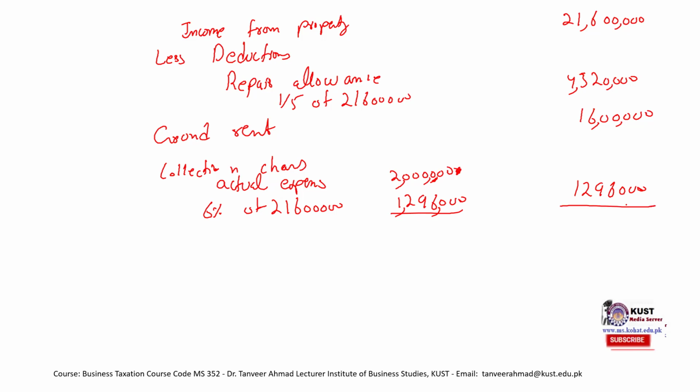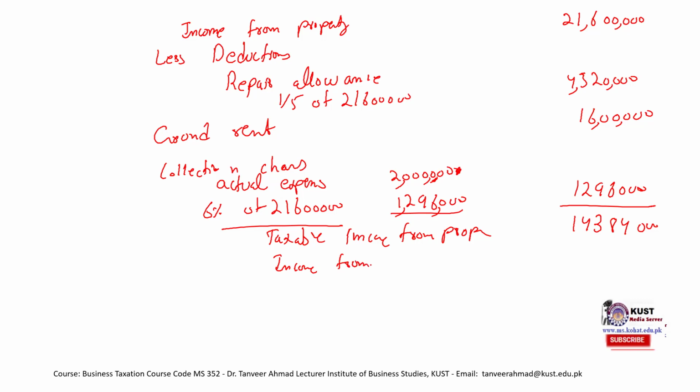Okay, so if we deduct these expenses from this income from property, then our amount turns out to be 1,438,400,000, and this amount is basically the taxable income from property. Now we would add income from business. Remember, it was given as 43,67,000.